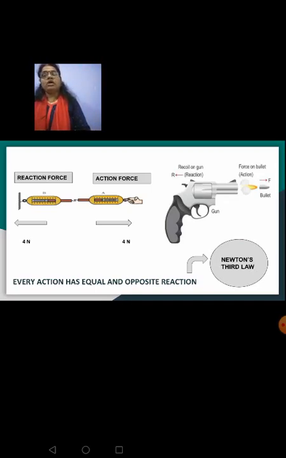Why? Because the force that you have applied on spring balance A by pulling it acts on spring balance B, and spring balance B will also apply a force on spring balance A in the opposite direction. So this is your Newton's third law of motion, which states that every action has equal and opposite reaction.